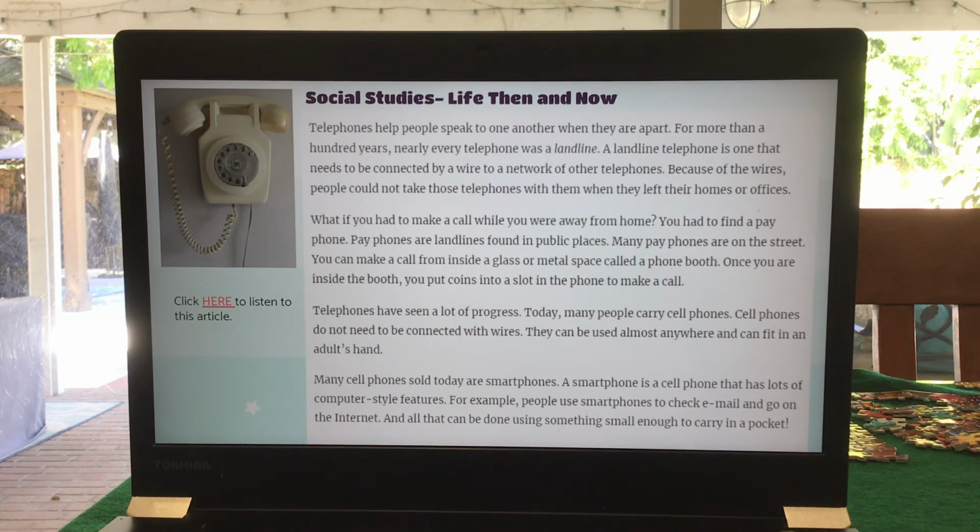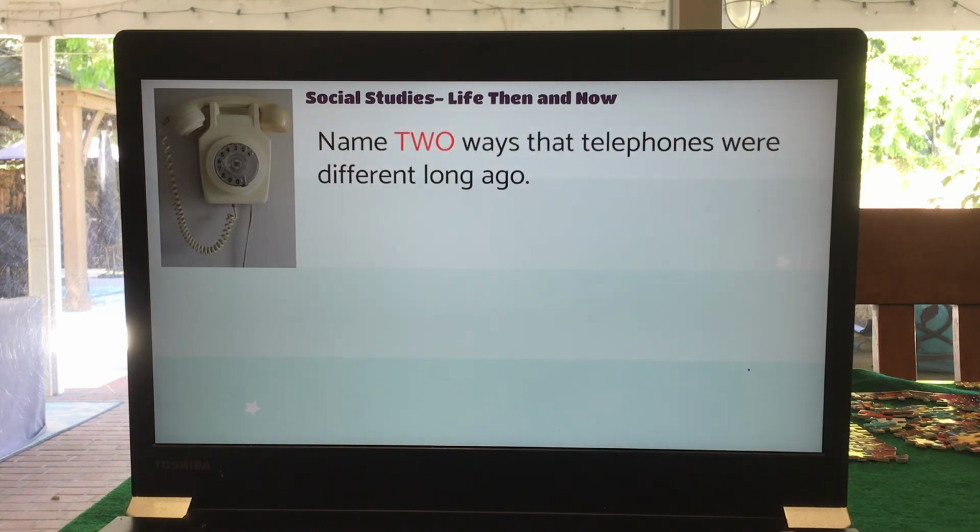Continuing on from yesterday with our social studies of life then and now, we're going to talk a little bit about the telephone. And I know that that picture probably looks a little strange to you. That is called a landline, and that is what, when I was a little girl, that's what we had to use. And it was attached to the wall, and it had a cord. You could not walk away, so you really didn't have any privacy on the telephone because you had to stand next to the wall where the cord was. And today, of course, you are all familiar with cell phones. So go ahead and read the article, or if you'd prefer to listen to me read it, you can click on the left-hand side where it says click here. And then you're going to name 2 ways that telephones were different long, long ago.